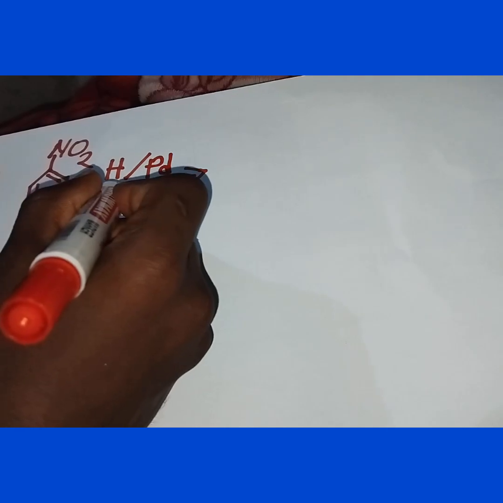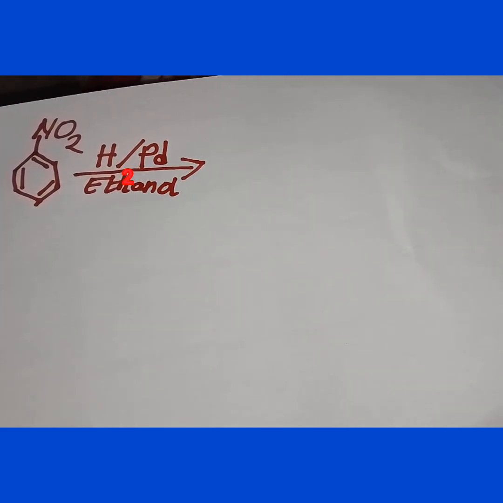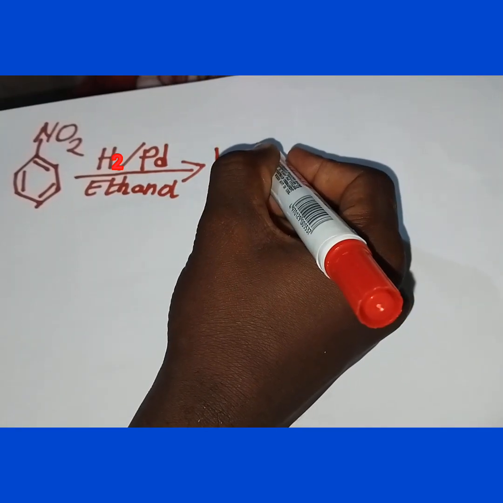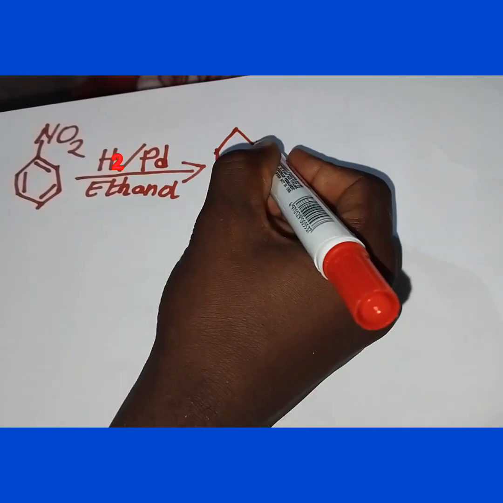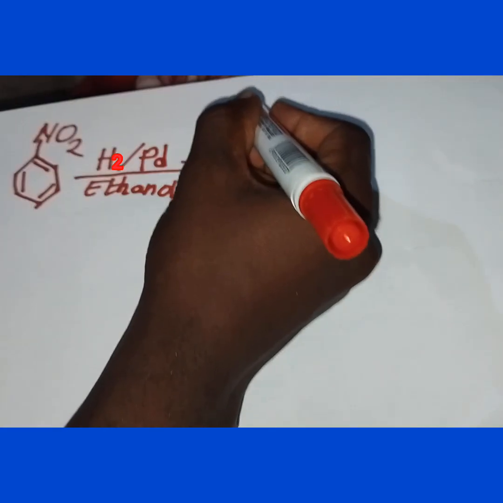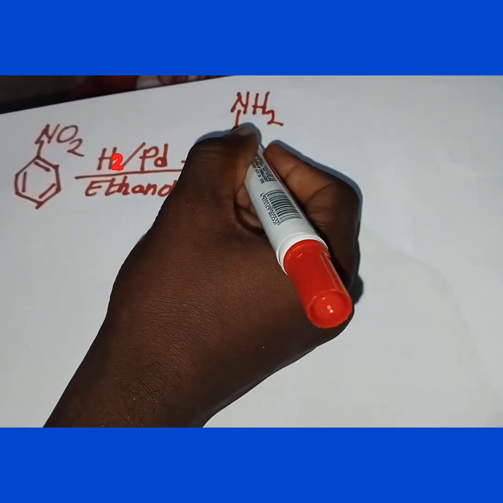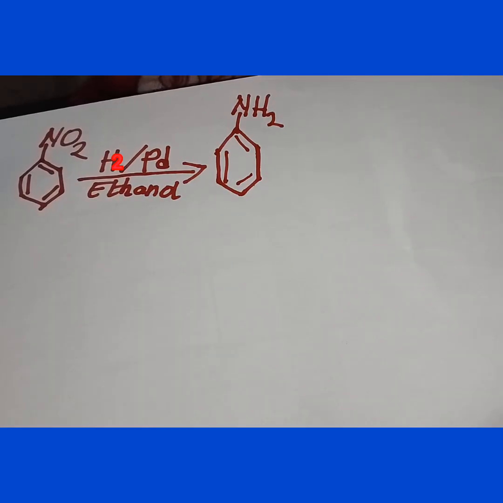We must also have another condition, that is ethanol, an alcohol. From there, aniline can be obtained easily. Aniline can be formed directly through this process. There is no addition of other substances other than those mentioned before. Now this is the aniline. We can call it phenylamine. It is a benzene ring with the amino group attached to it.